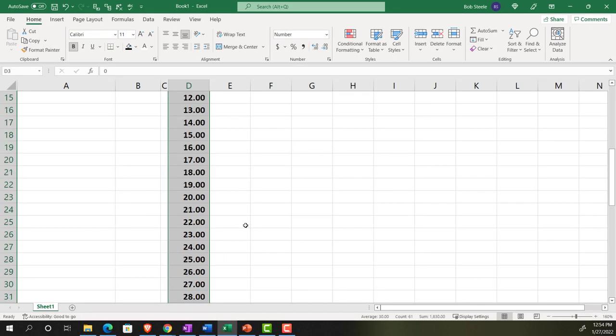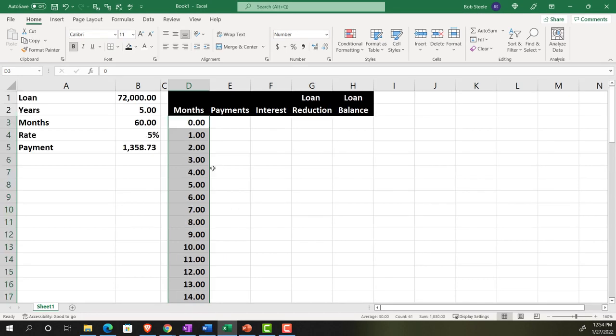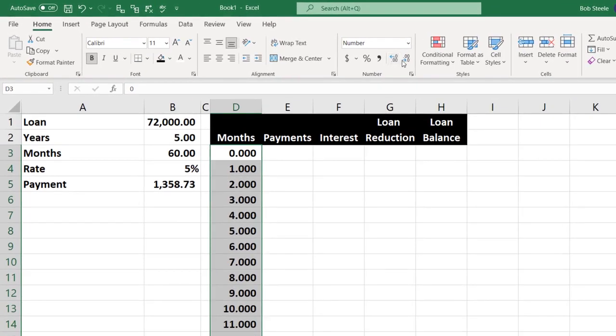And then let's get rid of the decimals on this one and maybe center it, because we're talking about months. So maybe I get rid of the decimals in the number group. I don't want those decimals in this one. And then in the alignment, we're going to go ahead and center it here. There we go.